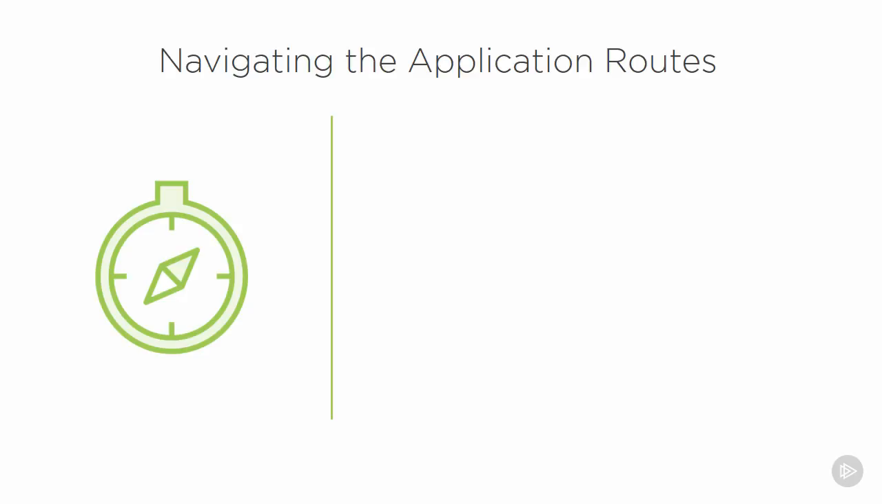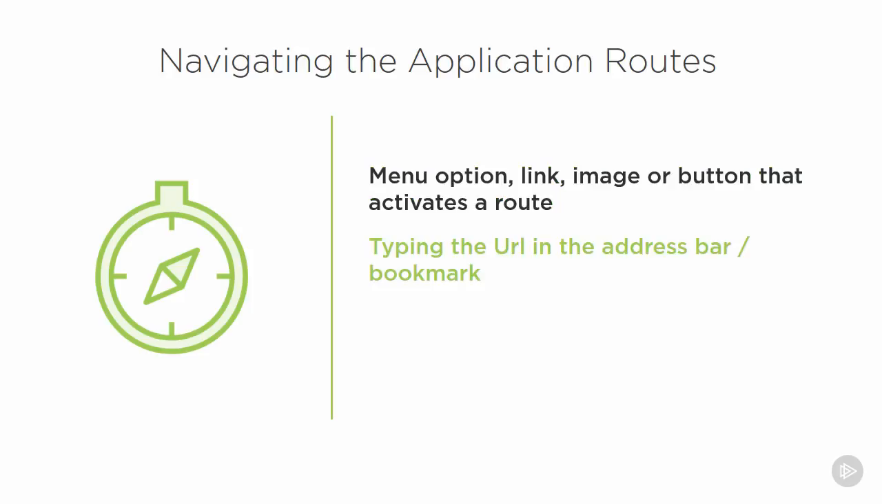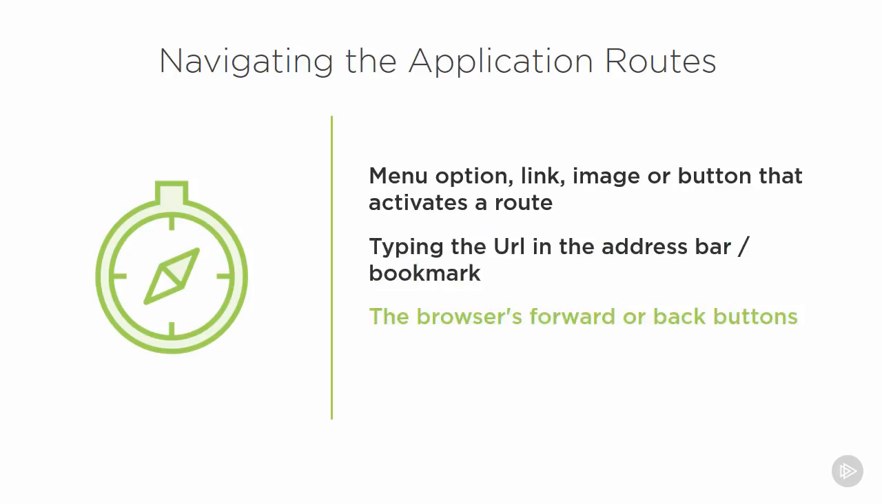With routing, the user can navigate through the application in several ways. The user can click a menu option, link, image, or button that activates or navigates to a route. The user can type the associated URL segment in the address bar after the application URL, or use a bookmark to that URL. Or the user can click the browser's forward or back buttons. The route configuration handles the URLs, so the last techniques will just work.